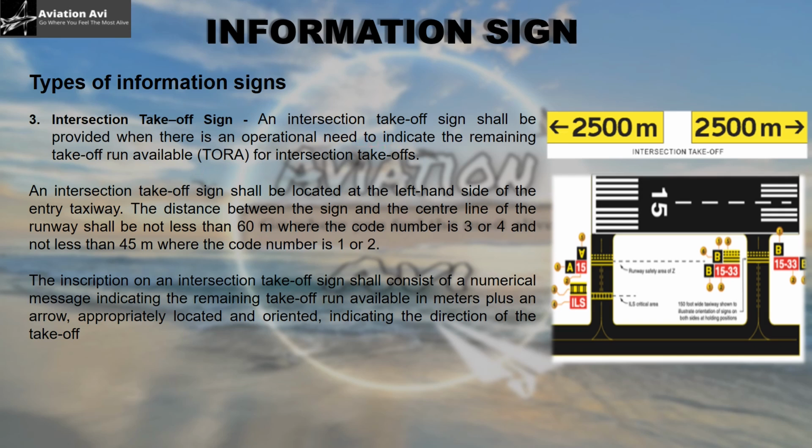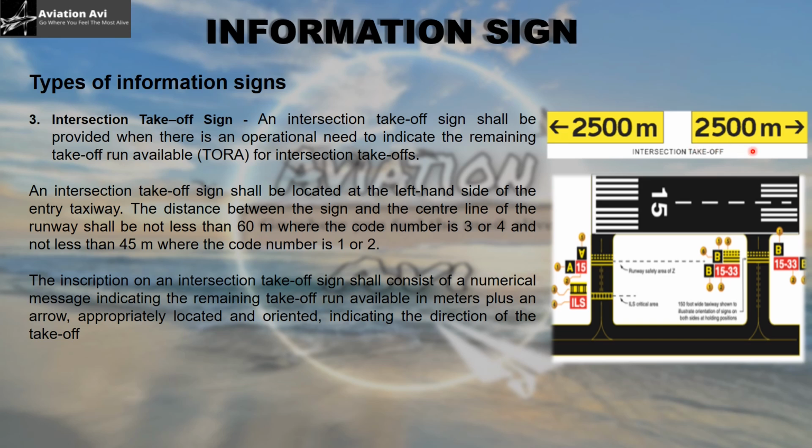for intersection takeoffs, which means, let's say there is an aircraft taxiing on this particular taxiway, enters taxiway Bravo, and then enters the runway and is supposed to take off towards the right. How will the pilot of the aircraft know what is the takeoff run available towards the right when the aircraft enters from taxiway Bravo? This particular information is given by the intersection takeoff sign.